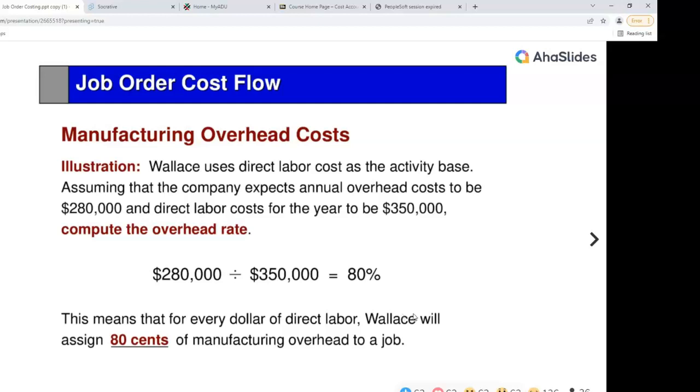I use them. What's the overhead rate? Divide the cost by the activity base. The overhead cost by the direct labor cost. And it's 80%. So that means that for every direct labor dollar worked on these products, and I'm accumulating those on a job sheet, I'm going to assign 80 cents to cover the manufacturing overhead. Okay? And I use that for the whole year. I do not change it. I use it for the whole year.